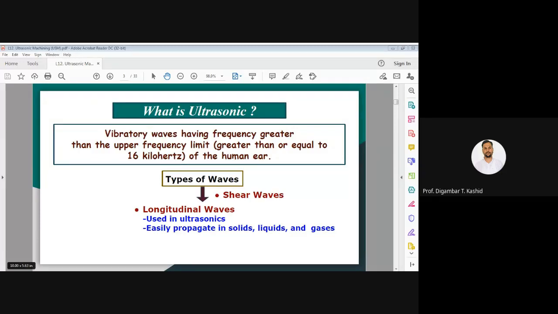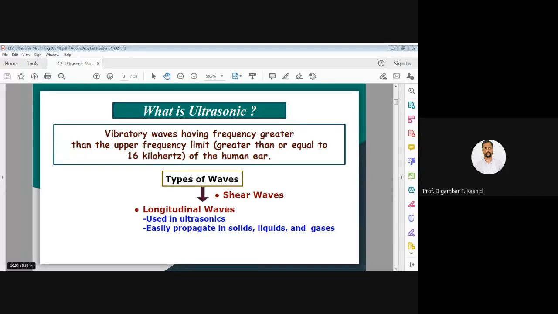As we know, ultrasonic means vibratory waves having frequency greater than the upper frequency limit of the human ear. I'll once again repeat: ultrasonic is vibratory waves having frequency greater than the upper frequency limit of the human ear. Now, what is that upper frequency limit? It is greater than or equal to 16 kilohertz. If vibratory waves have more than that frequency, we can call it ultrasonic.